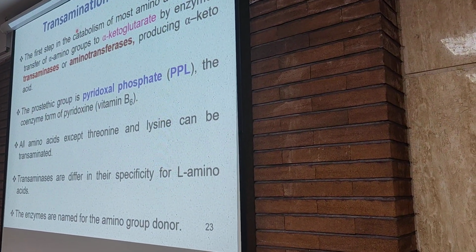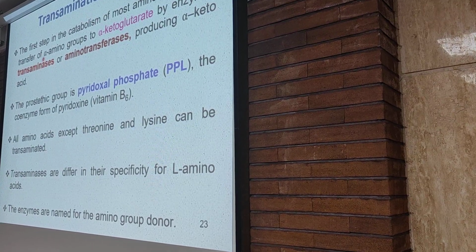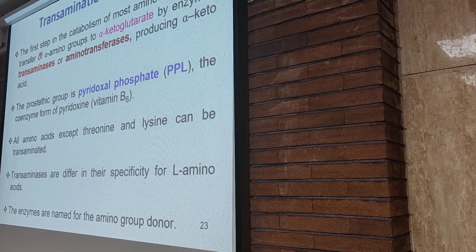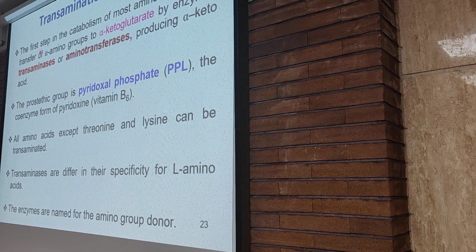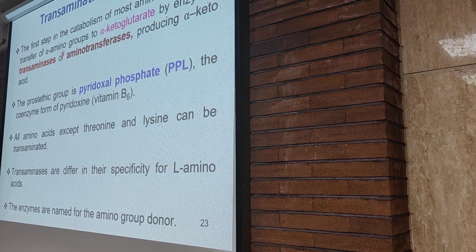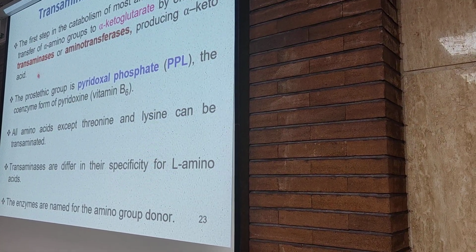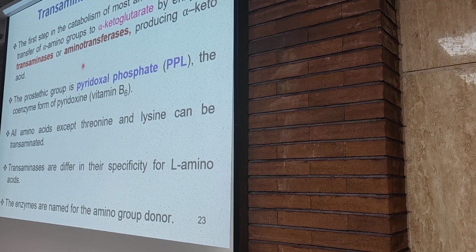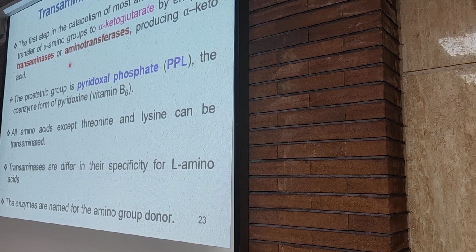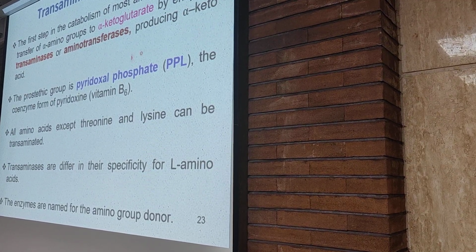At first I want to start with transamination. As I mentioned, the first and obligatory step in the catabolism of amino acids is the transfer of the amino group to alpha-ketoglutarate. The name of the enzyme is transaminase or aminotransferase; both of them are similar. And if you remember, they produce the alpha-keto acids.